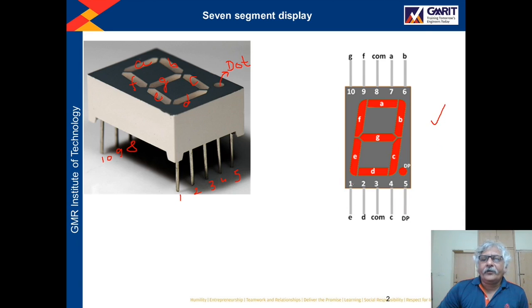Here you can see this 7 segment display with the pin numbers. Pin number 1 is for segment E. Pin number 2 is for segment D. Pin number 4 is for segment C. Pin number 5 is for the dot, this DP. Pin number 6 is for segment B. Pin number 7 for segment A. Pin number 9 for segment F, and pin number 10 for segment G.